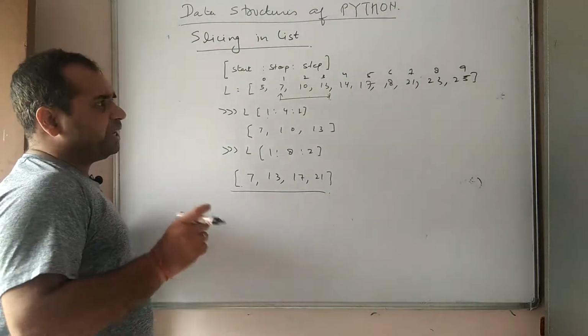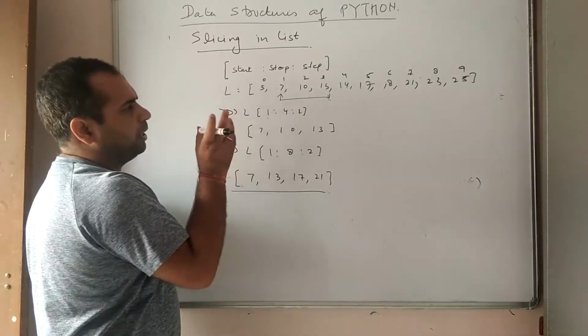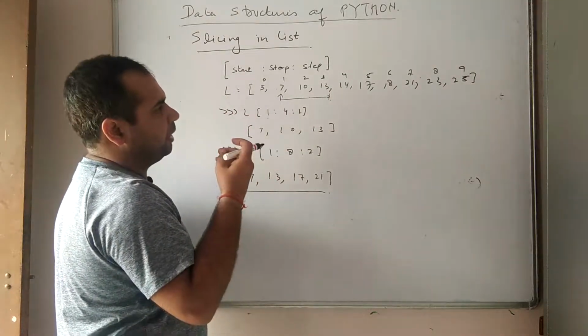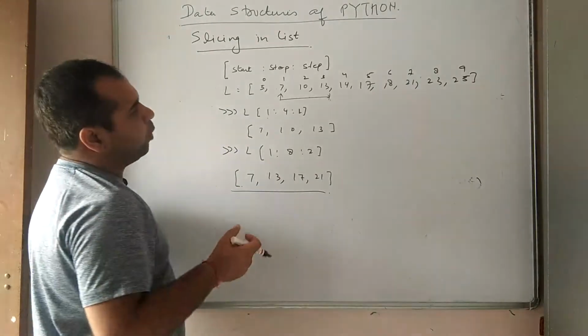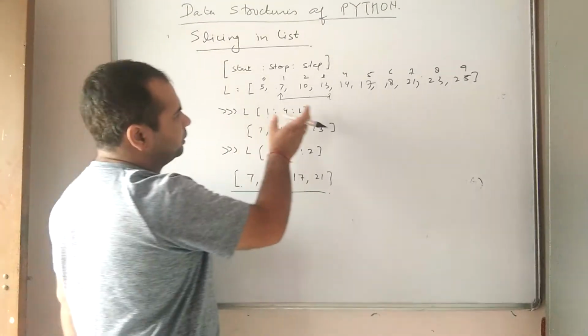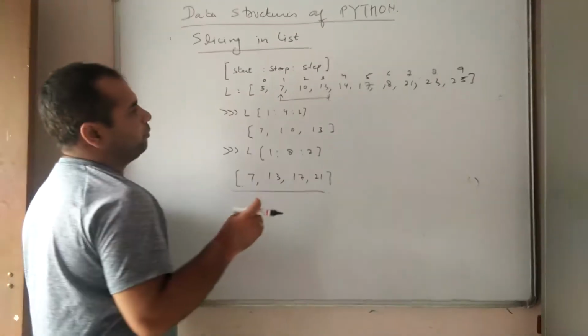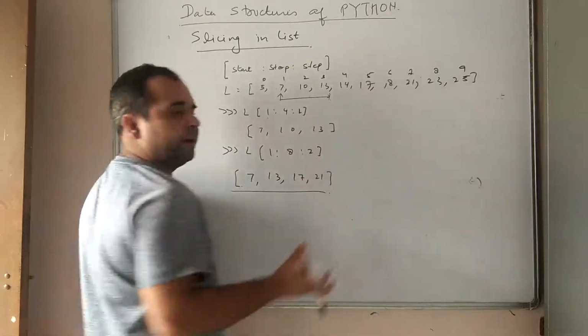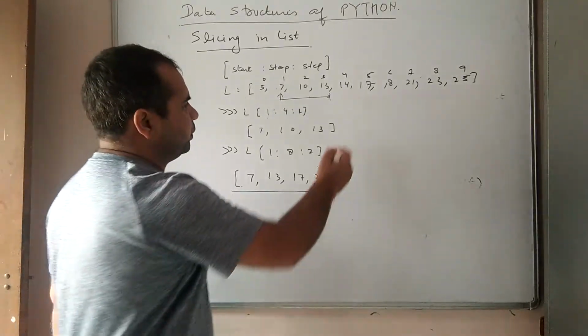Slicing means we can slice this whole list depending upon the way we want to print the result, depending upon how many elements we want to print, and what is the size of window we want to take, whether we just want to print 2 elements or 4 elements, whatever we want to do, we can do it.